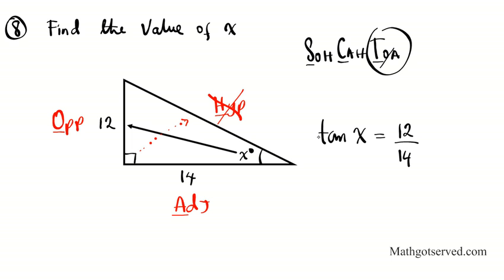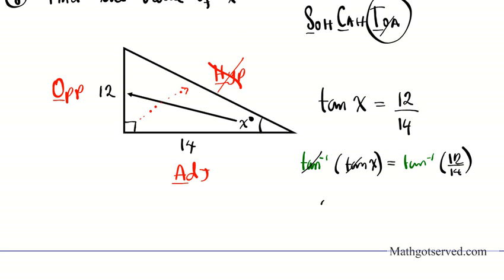Now to get x by itself, we use the inverse of tangent. We take the inverse tangent of both sides, the inverse tangent of the left side, tan x, and the inverse tangent of the right side. These two are inverses, so they cancel each other out. So we're going to have x equals the inverse tangent of 12 over 14. We can reduce this, but it doesn't make any difference. We're just going to plug it into the calculator anyway.